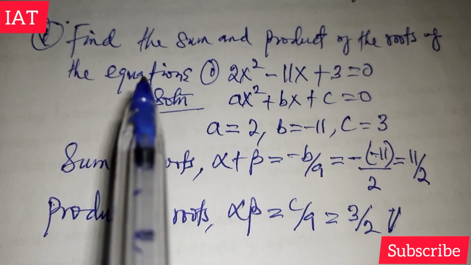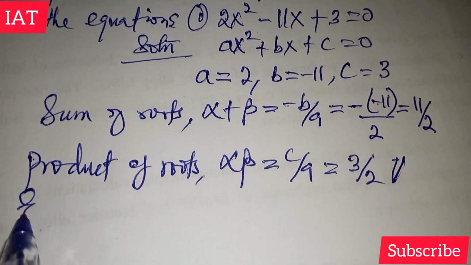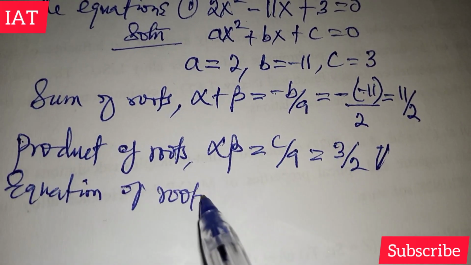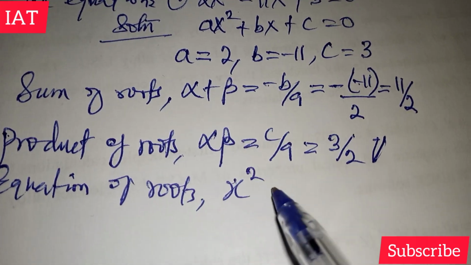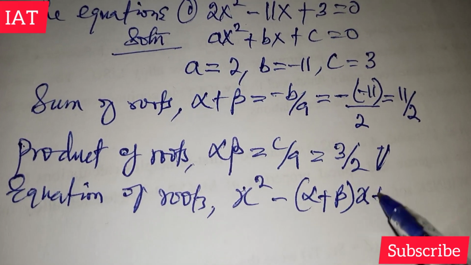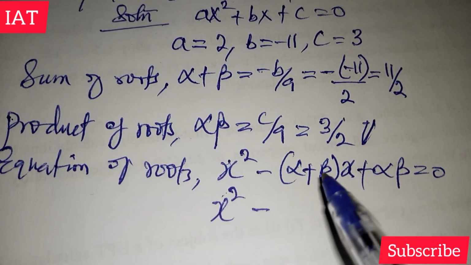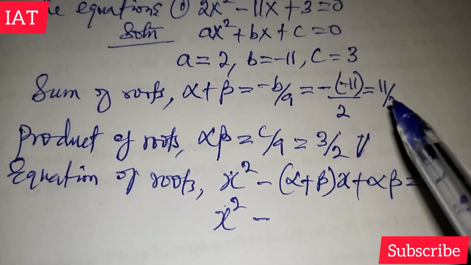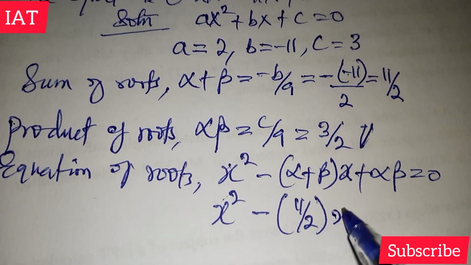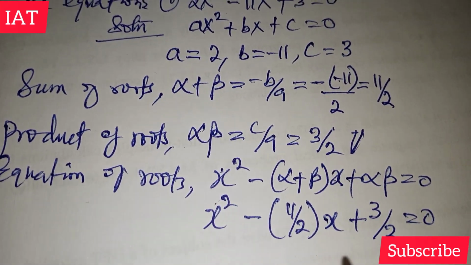Maybe in this question we're also asked to find the equation of roots. So for the equation of roots, though it's not included in this question, let me just add it. The formula is x squared minus (alpha plus beta) x plus alpha beta equal to 0. So we have x squared minus, what is your alpha plus beta, which is the sum of roots? We have it to be 11 over 2 attached to x, plus what is alpha beta? That's 3 over 2, and this is equal to 0.